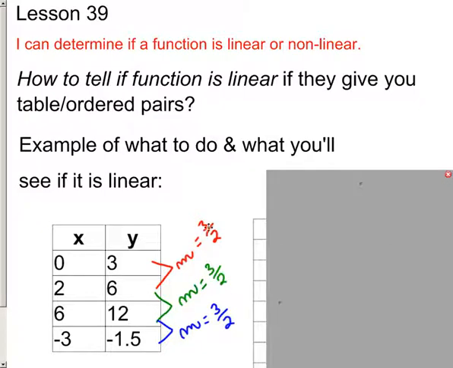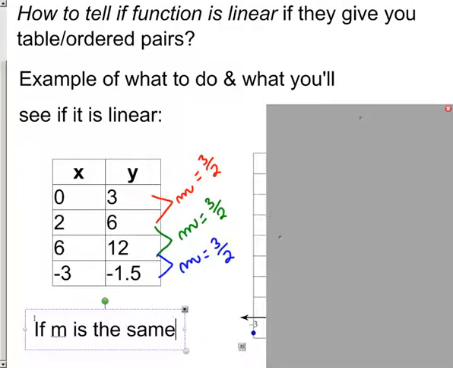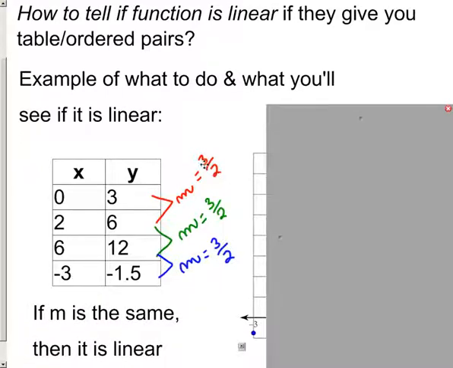So this is the basic thing: if you have the same slope, then it's linear. I've got 3 over 2, 3 over 2, 3 over 2. And your calculator might show this one as 1.5, but hey, 3 divided by 2 is 1.5. It's the same slope all the way down. So this is how you can do it without graphing.